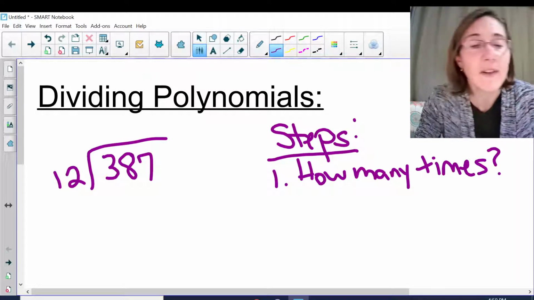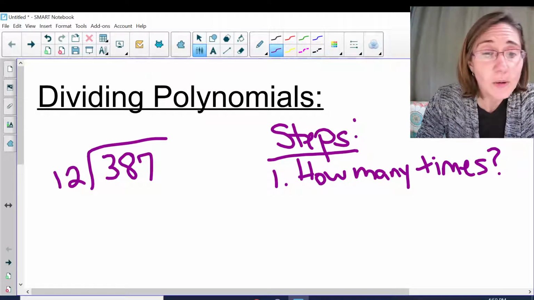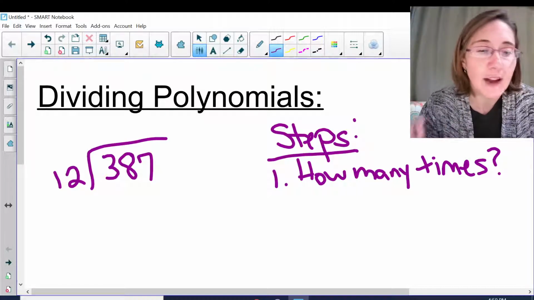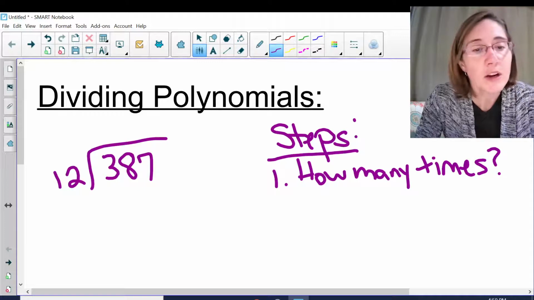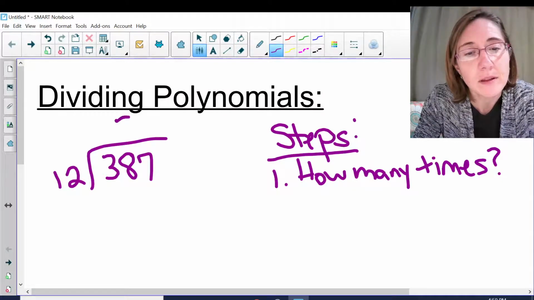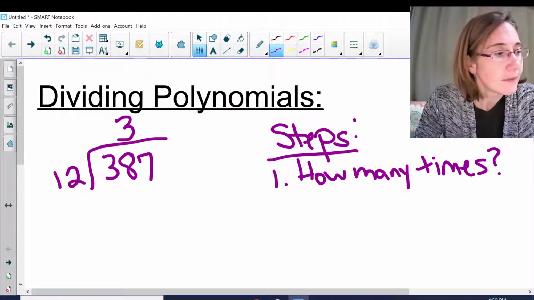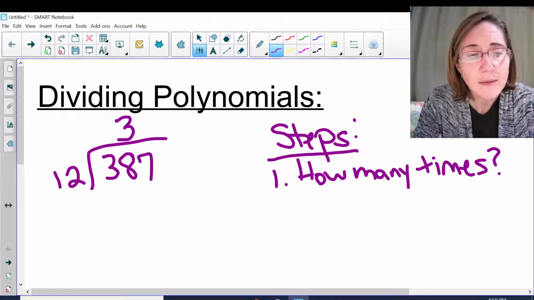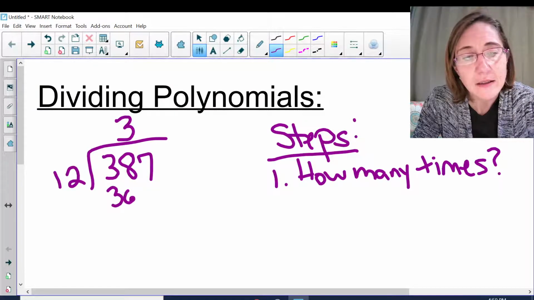That's what I ask myself. And you don't look at the whole number, the 387. We're just going to think about it as like the 38 part of it for now. So 12 will go into 38 about 3 times. So I'm going to put a 3 up here. Then what we do is we take that 3 and we multiply it by the 12. So 3 times 12 is 36.